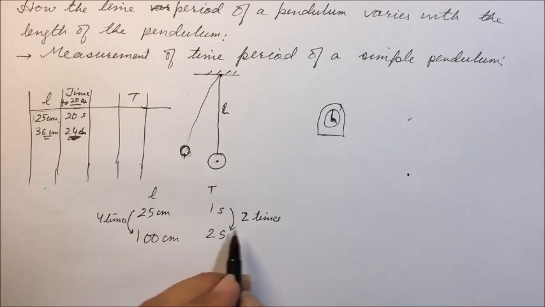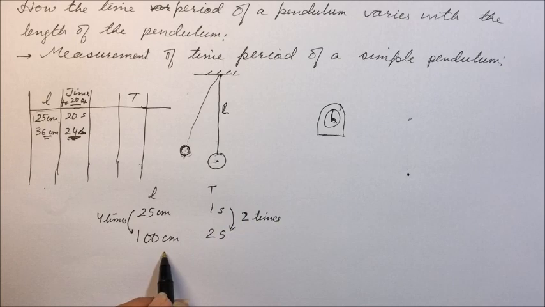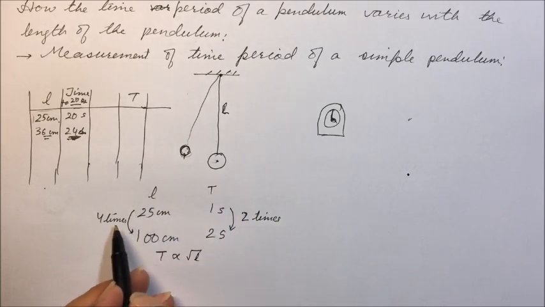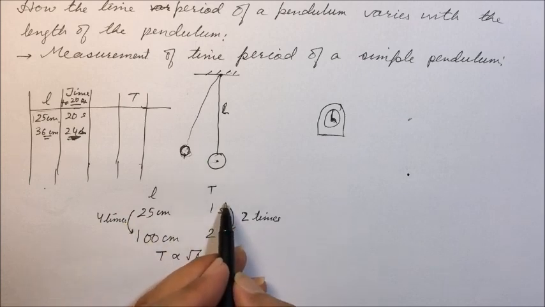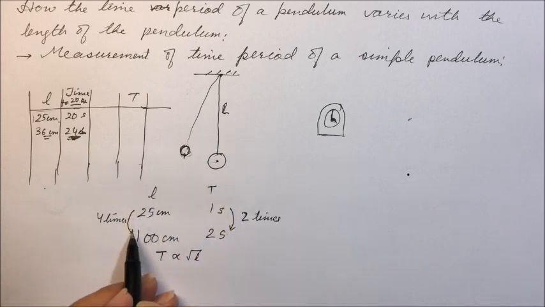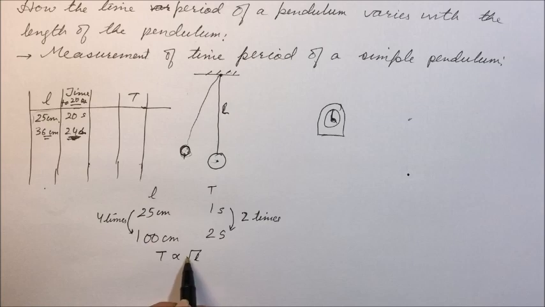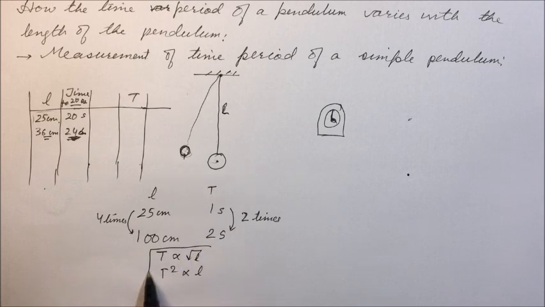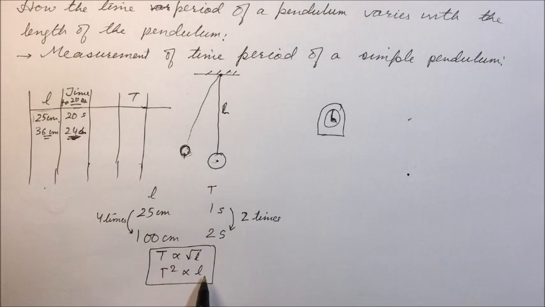So how are they related? T is proportional to root of L. Time period gets doubled when length becomes 4 times. We take the root of L, or we can say T square is proportional to length. This is how they are related. Length becomes 4 times, put 4 here, we will get 2. The time period gets doubled.